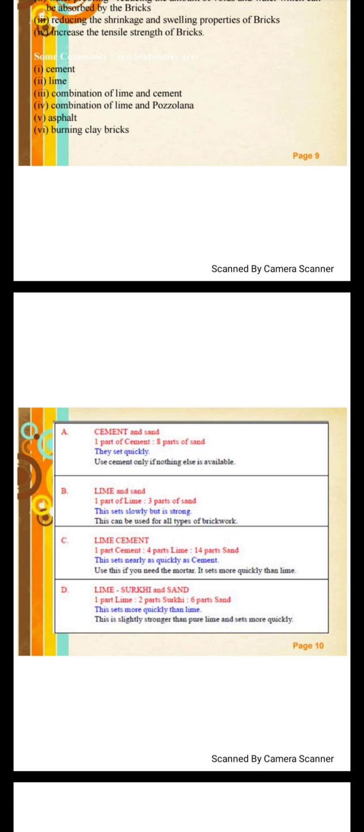Lime cement: one part of cement, 4 parts of lime to 14 parts of sand. This sets nearly as quickly as cement. Use this if you need the mortar. It sets more quickly than lime.